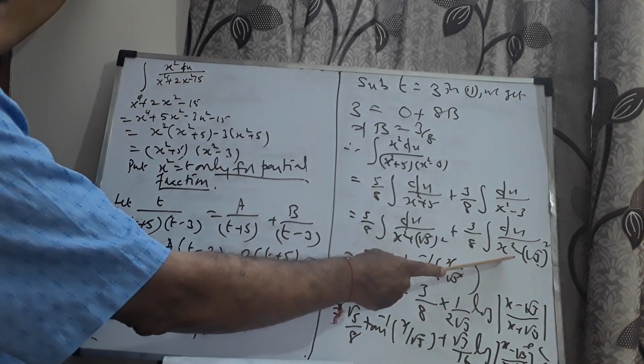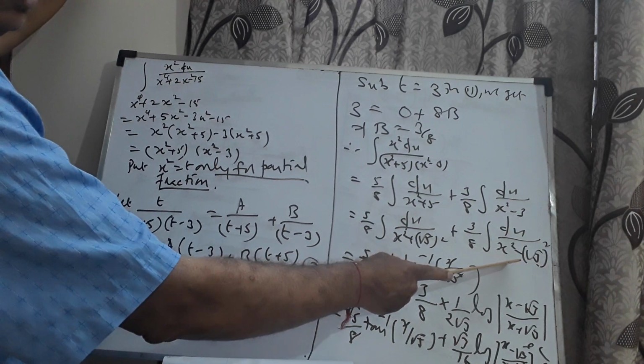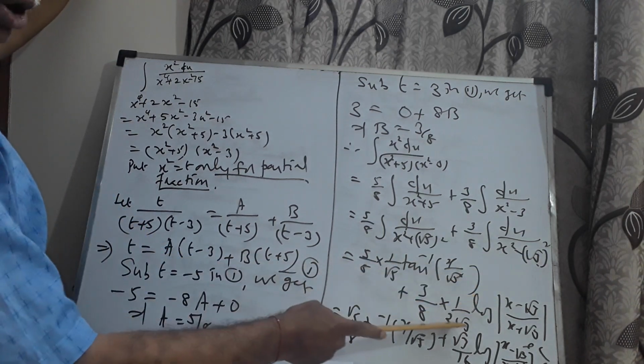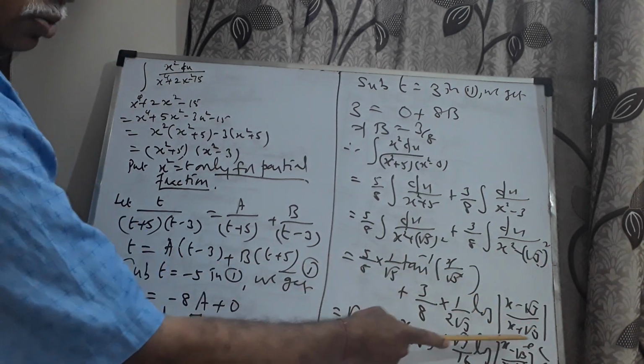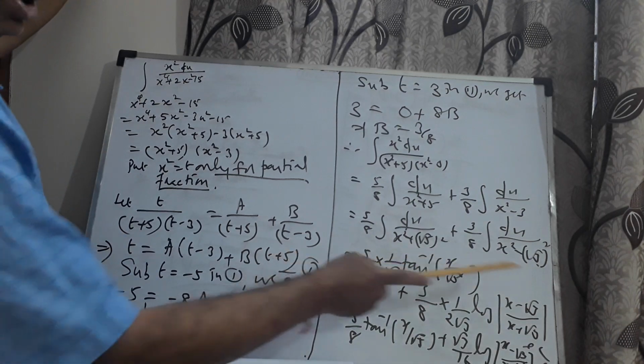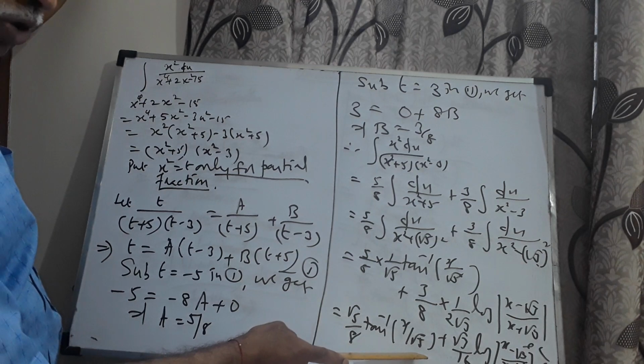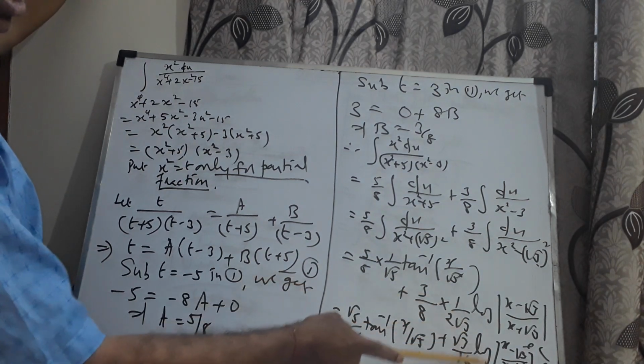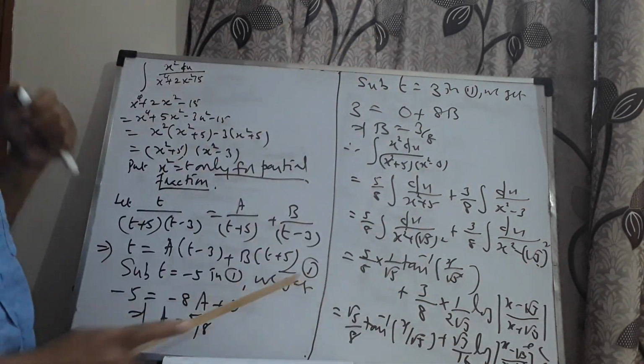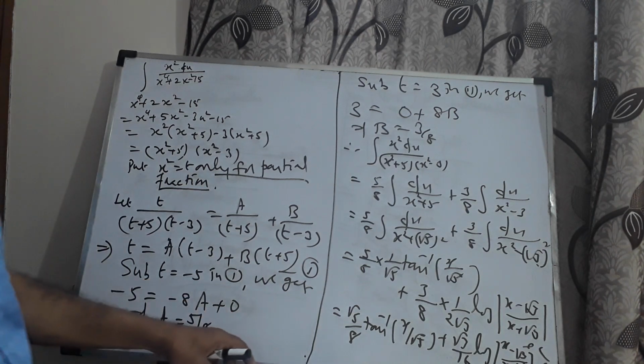This is of the form dx by x square minus a square, which gives 1 by 2a log mod x minus a by x plus a. Now we get 1 by 2 root 3 log mod x minus root 3 by x plus root 3 plus c. Here a is root 5, here a is root 3. Here root 5 gets cancelled, giving root 5 by 8 tan inverse x by root 5. Here root 3 gets cancelled, so root 3 by 16 log mod x minus root 3 by x plus root 3 is the final answer.